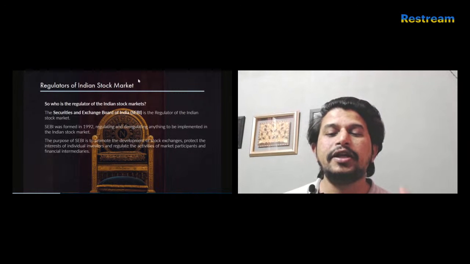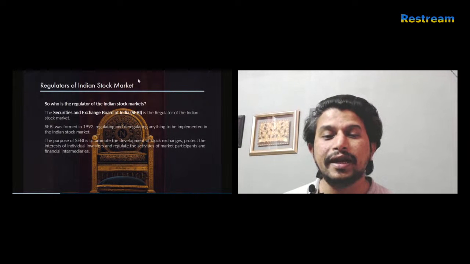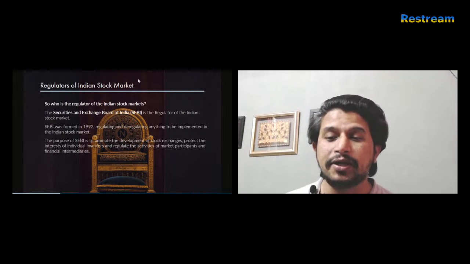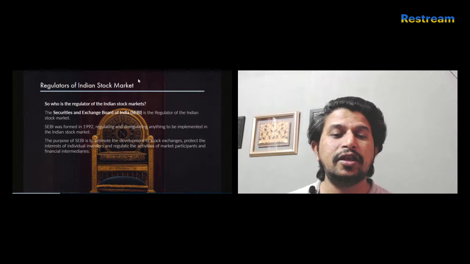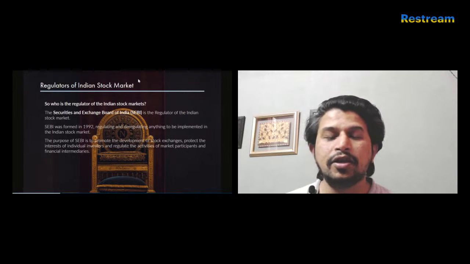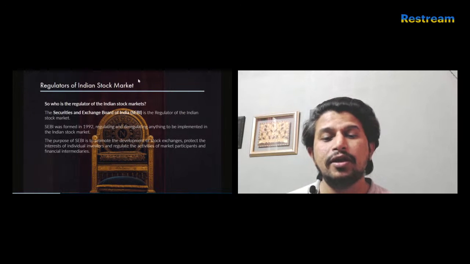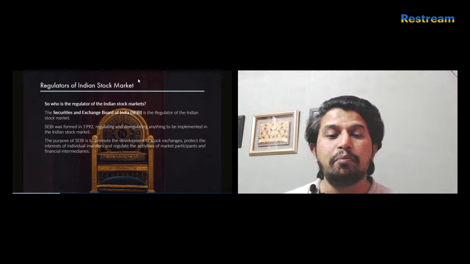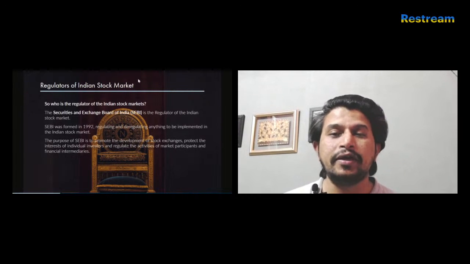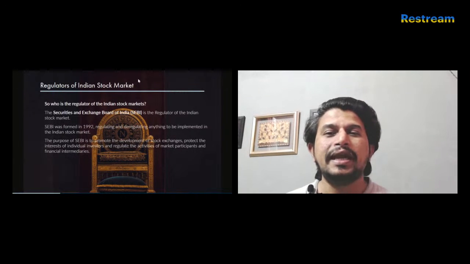That is the Securities and Exchange Board of India, that is SEBI, the regulator of the Indian stock markets. SEBI was formed in 1992, regulating and deregulating anything to be implemented in the Indian stock markets. The purpose of SEBI is to promote the development of the stock exchanges and protect the interest of individual investors. Yes, of course, individual investors like me and you.